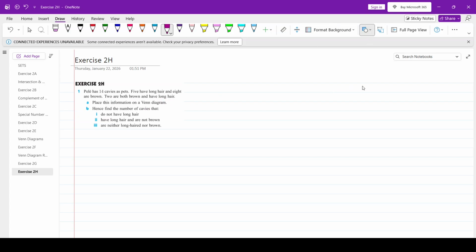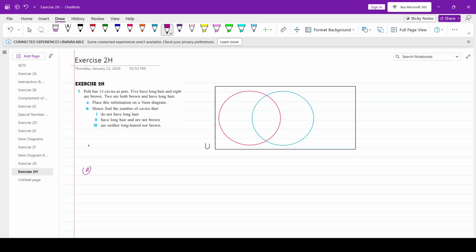So let's first draw a Venn diagram. Part A says place this information on a Venn diagram. So suppose the KVs with long hair is denoted by L. The KVs that are brown is denoted by this letter B. Now we know 2 KVs are both brown and have long hair. That means 2 will come over here.